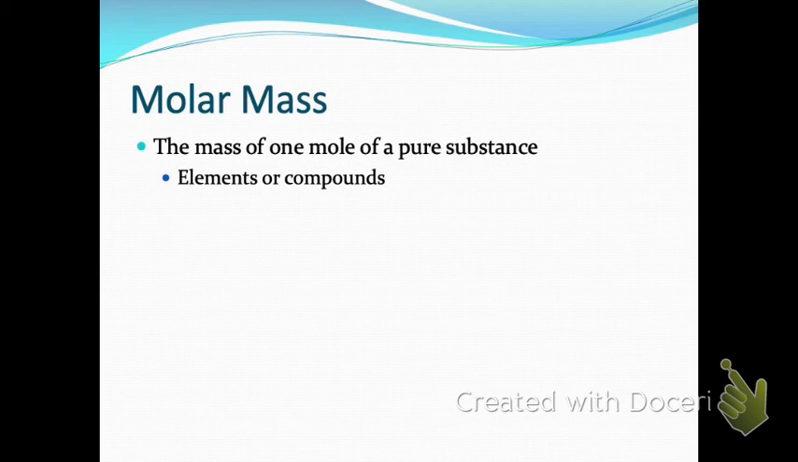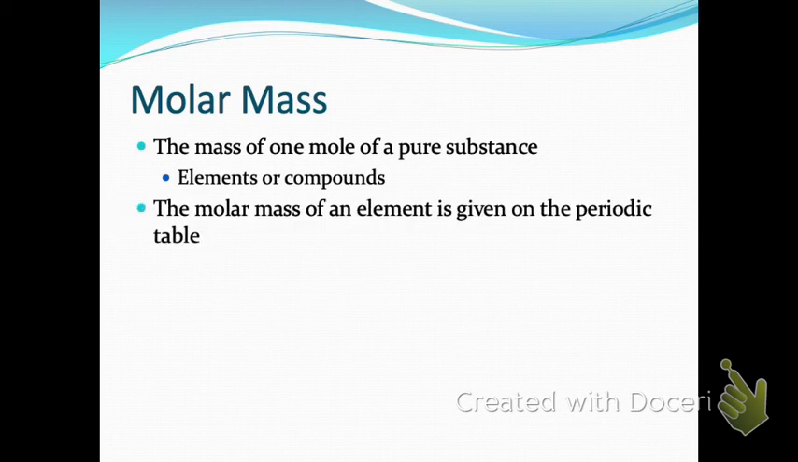We can find the molar mass of both elements and compounds. What's the difference between an element and a compound? A compound is chemically bonded elements that form something new. So an element might just be carbon, but a compound could be CO2, or H2O, or whatever compound you might be thinking of. The good thing for us is that the molar mass of a single element is given to us on the periodic table. It's the same as the atomic mass, just on a different scale.